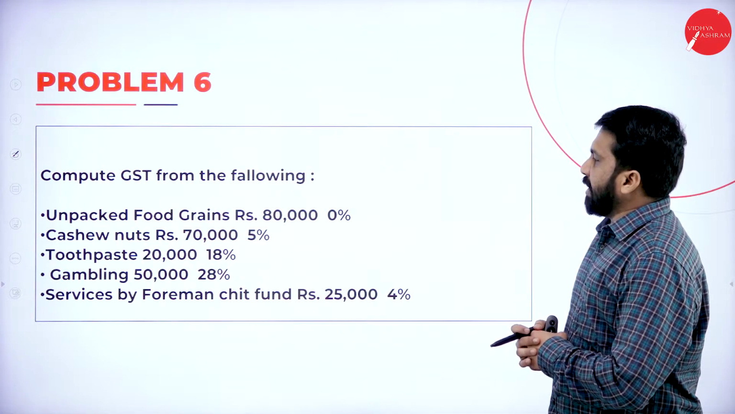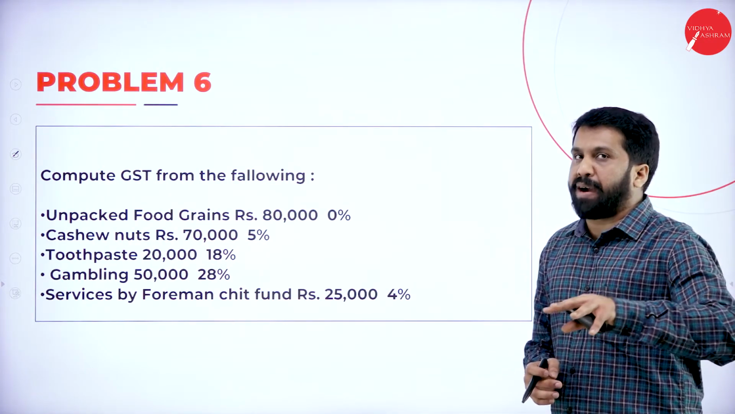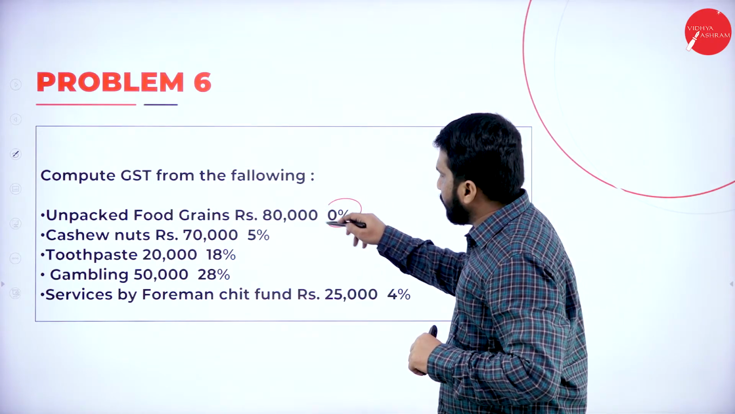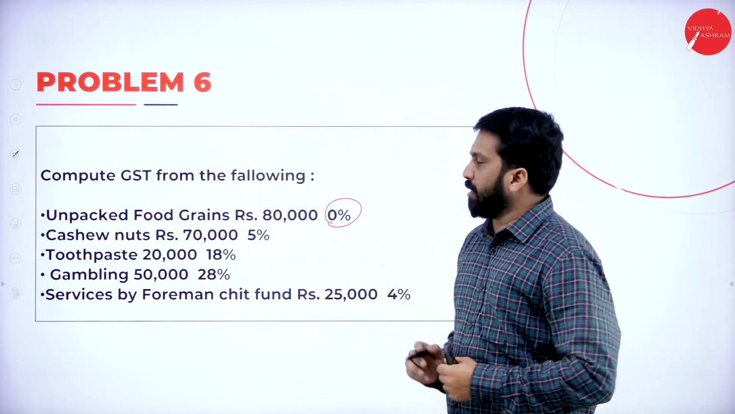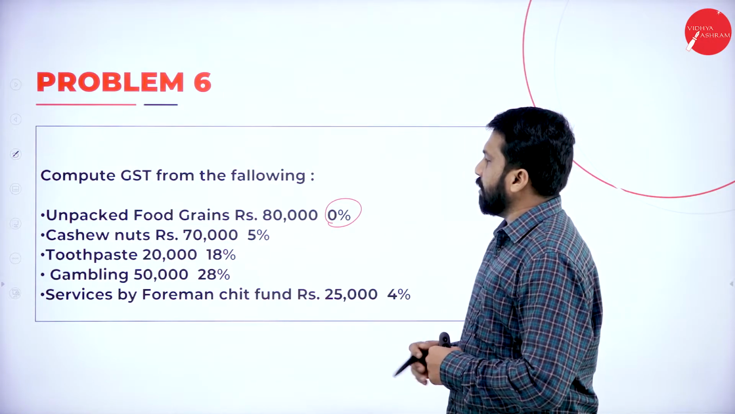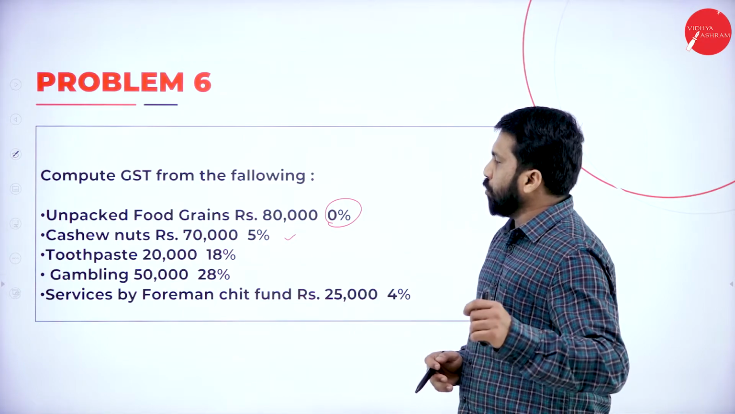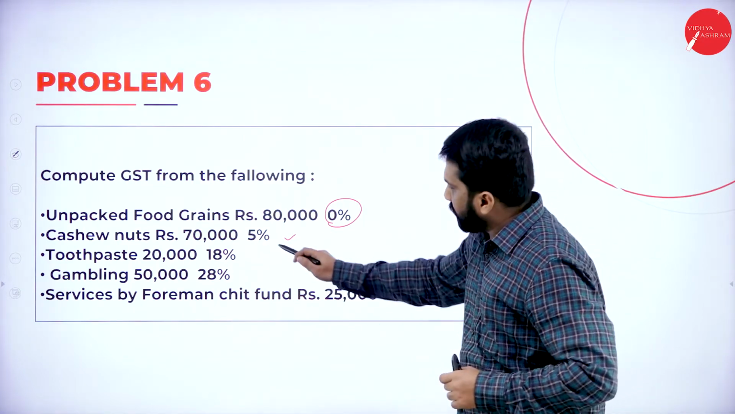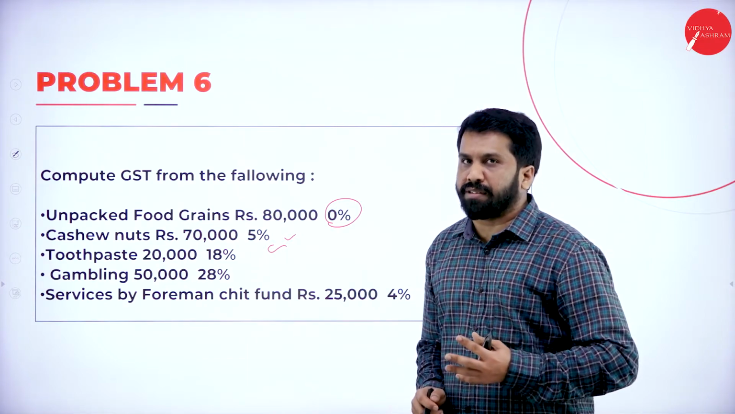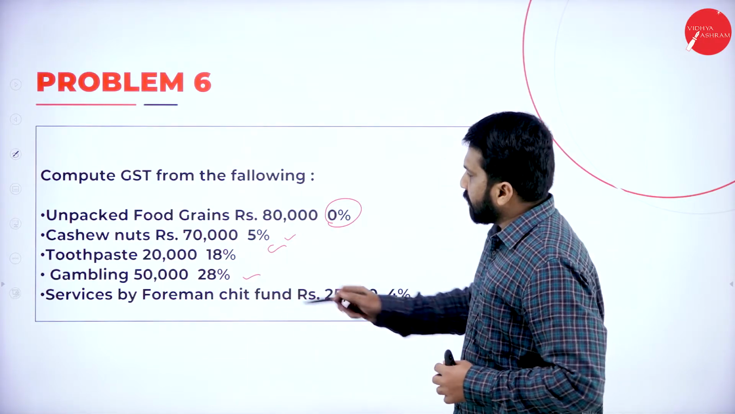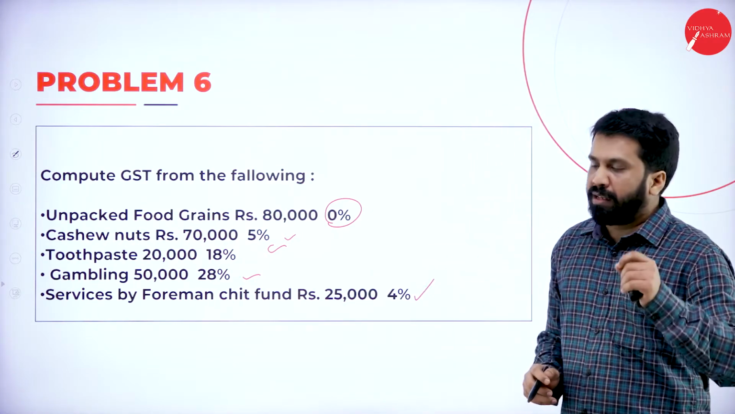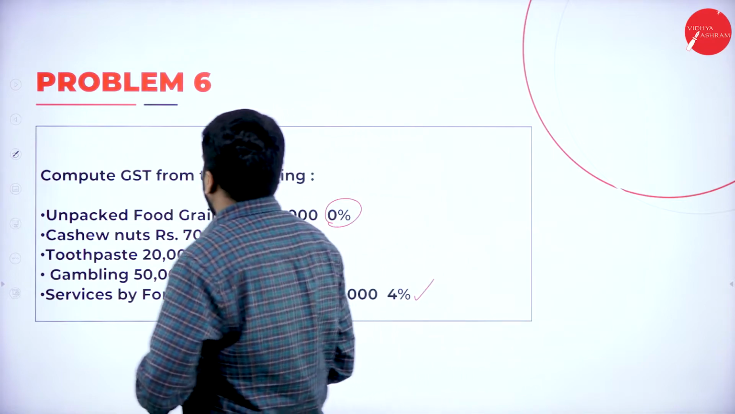Unpacked food grains. Remember, if it is unpacked food grains, it is your agriculture product only. Then, cashew nuts of 70,000 at 5%. Toothpaste 20,000 at 18%. Gambling is the highest rate of percentage, we have 28%. Service for 4-month chit fund, it is 4%. Hope you are clear. Now, we'll go for this.